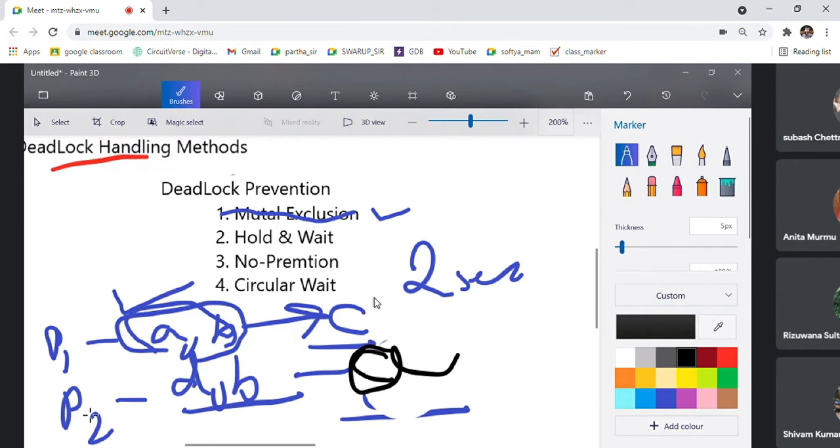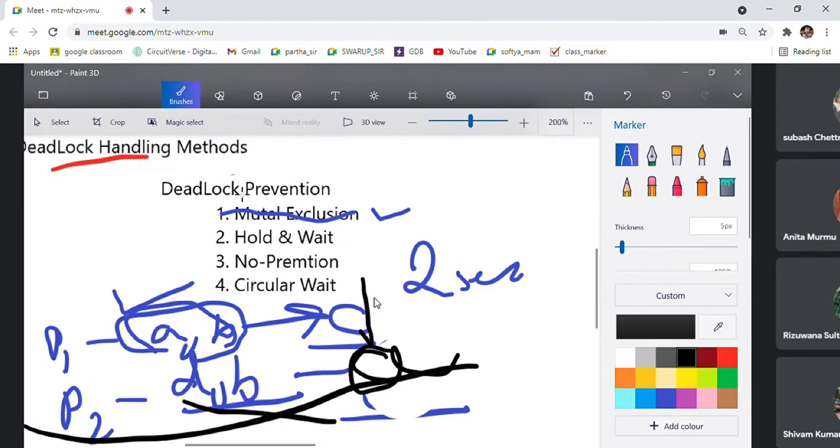Now P2 will complete its task. Let us say P1 was waiting for D. Because P2 has now got A, it has completed its task. Now it will release D because it has terminated. So now P1 can go from the waiting state to the running state because it now has D, and it will also complete its task.